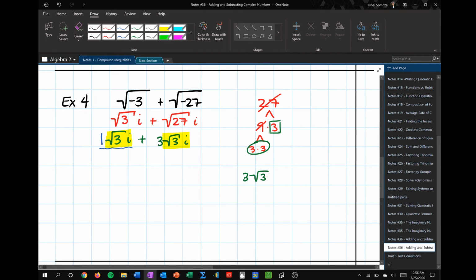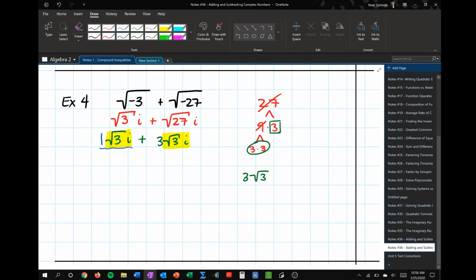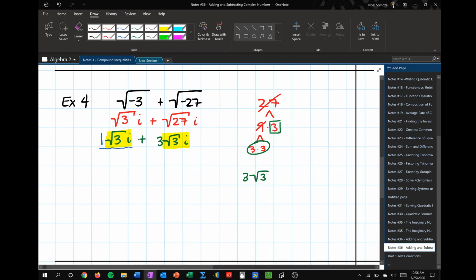Do they have the same variable? Do they both have square root of 3i? Yes, they do, right? So then, what am I allowed to do with these coefficients? I have a coefficient of 1 and a coefficient of 3. I'm allowed to bring those together. So 1 plus 3 is 4. And then I bring down the variable, right? I'm calling it a variable. It's not really a variable, but I'm bringing down what they have in common, which would be the square root of 3i.